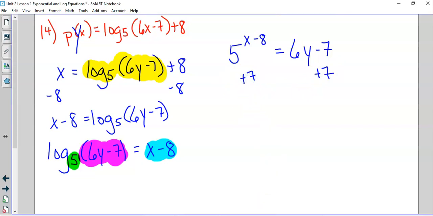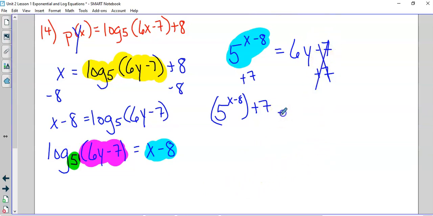Now what you need to understand is this part right here is kind of like all one, it's like one term. So I can't add the 7 to the 8 or anything like that because this x minus 8 is in the exponent. So that won't work. So all I can do is just rewrite 5 to the x minus 8. And if you want, you can put that in parentheses and then put that plus 7 right there. Okay, so then I've got 6y on the right side. So I'm still trying to solve for x, for y, I'm sorry, still trying to get the y by itself. So now I need to divide by 6 on both sides.